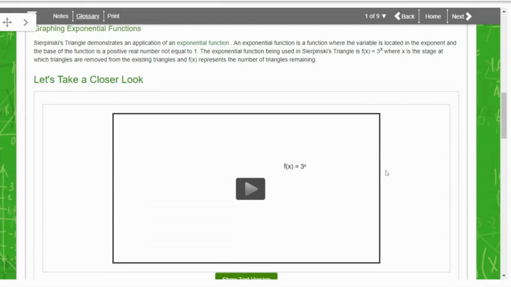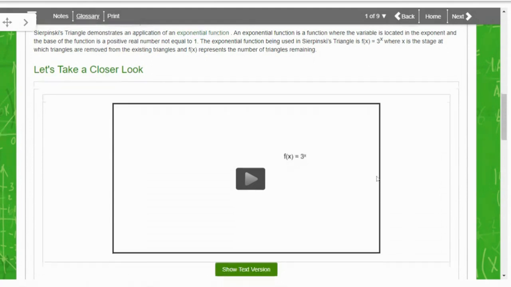But the exponential function being used in Sierpinski's triangle is f of x equals 3 to the power of x, where x is the stage at which the triangle is removed. You start at stage 0 when there are no triangles removed. After the first stage, you've removed the triangle from the middle. Then at the second stage, you've removed the triangle from the middle of all those triangles.